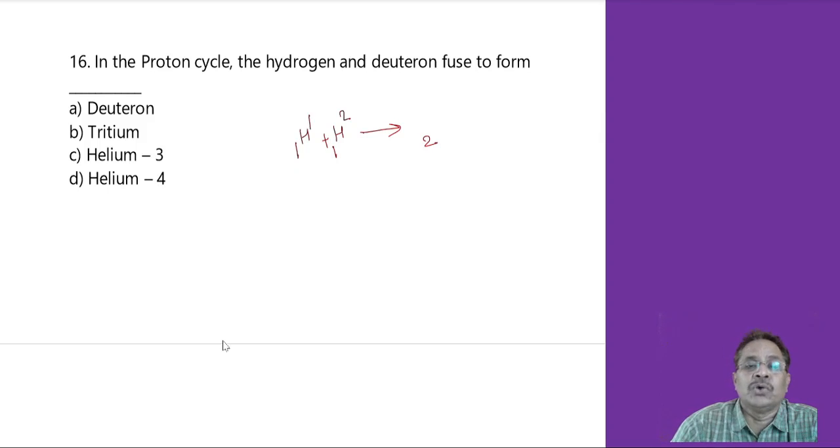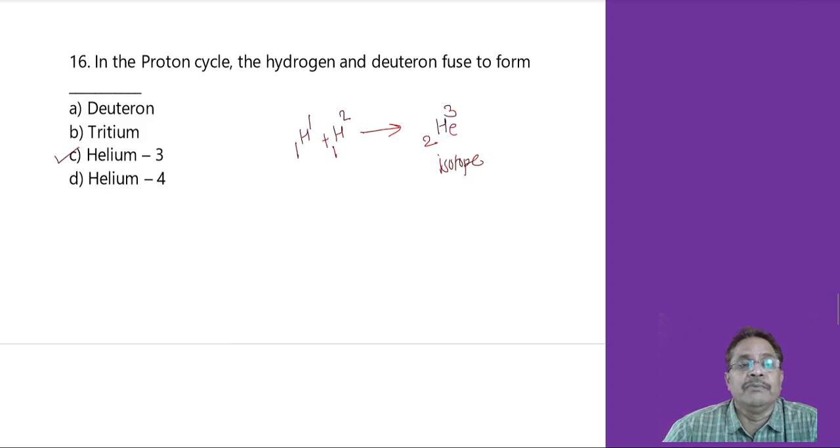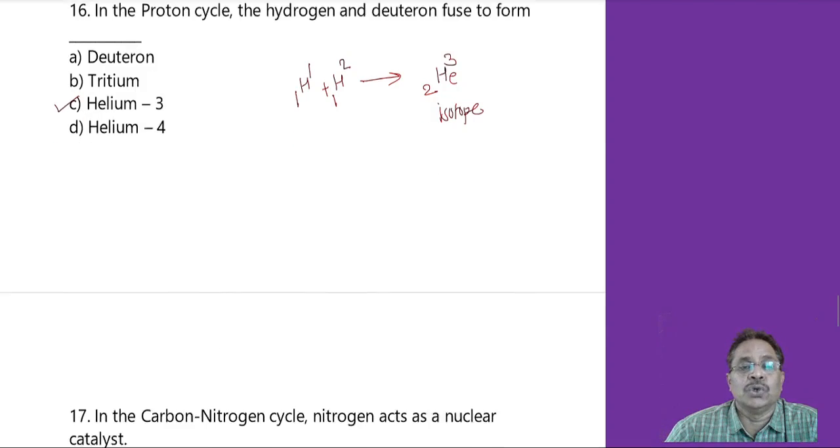the proton number, or atomic number, of 2, and this 1 plus 2, the nuclear number, will be 3. This is the element which is nothing but 2He3. So this is an isotope of helium, and therefore in the given options, option C is the correct option, which gives you helium-3 as the element generated in this process as shown above.